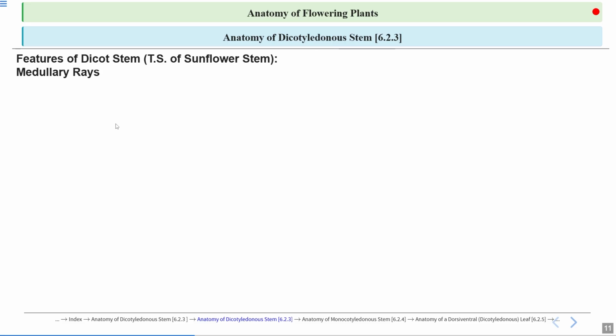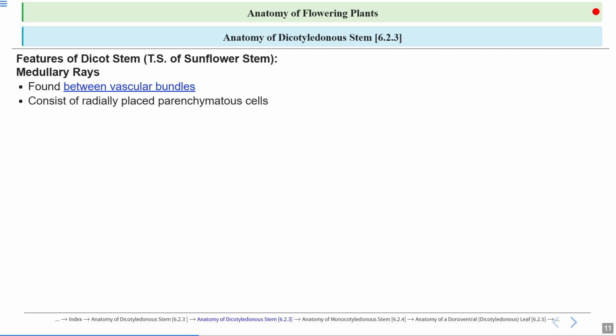Feature of the dicot stem: medullary rays found between the vascular bundles. Between the vascular bundles, there is an arrangement of cells which is called medullary rays. They consist of radially placed parenchymatous cells. They have a radial arrangement of the parenchymatous cells. So this medullary rays, what type of cells are they made up of? Parenchymatous cells.